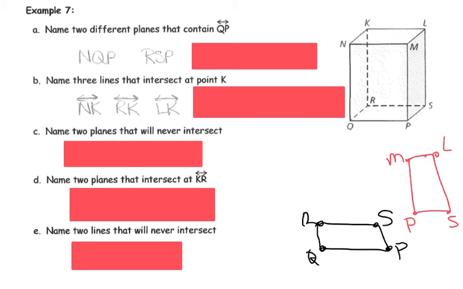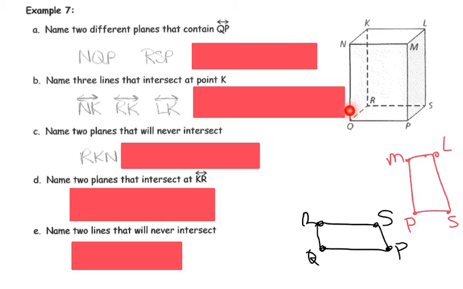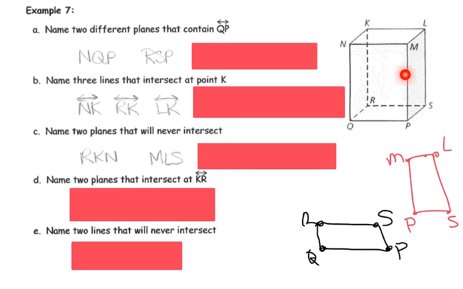Next one. Name 2 planes that will never intersect. What are 2 planes that will never, ever touch? Basically, what are 2 planes that are essentially parallel? Because if they're parallel, they're never going to touch each other. So 2 planes that will never intersect are RKN, which is this plane here, and MLS. Notice they are, in fact, parallel to each other.